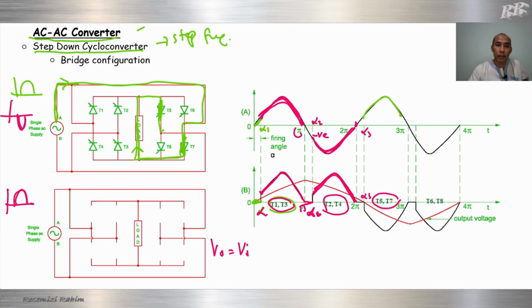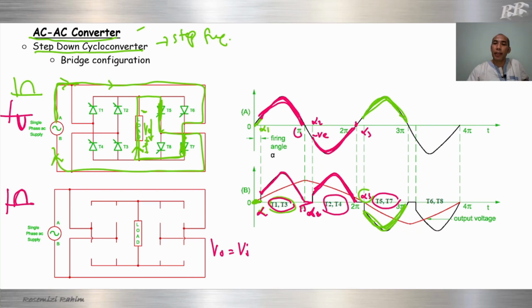Okay, this current. So the voltage will be plus, minus. So voltage will be negative. Okay, and go back to input. Complete one cycle. Output is negative. Input is positive. Output is negative. Okay, from alpha 3, output is negative.